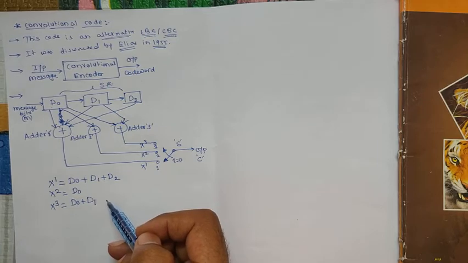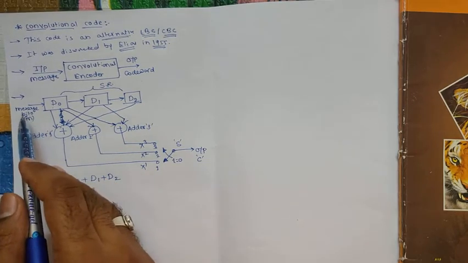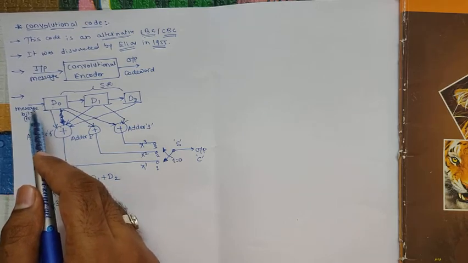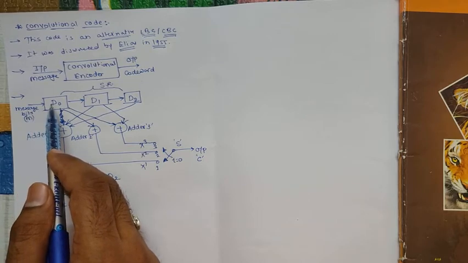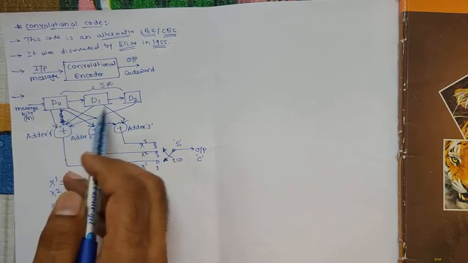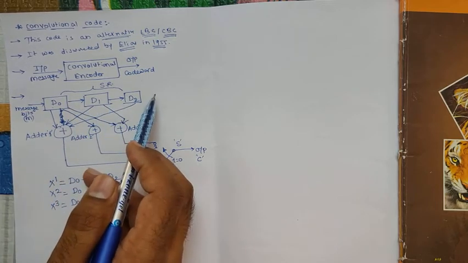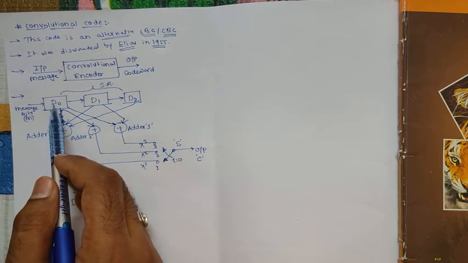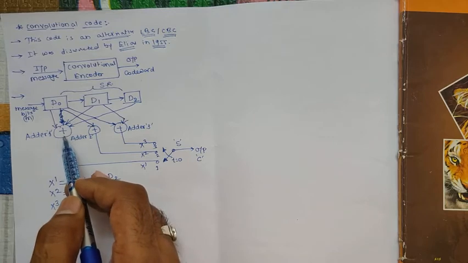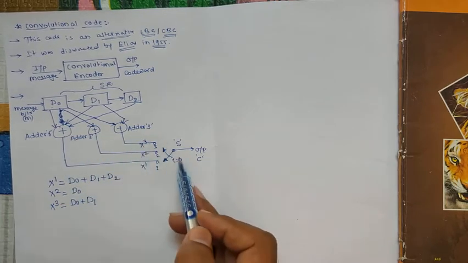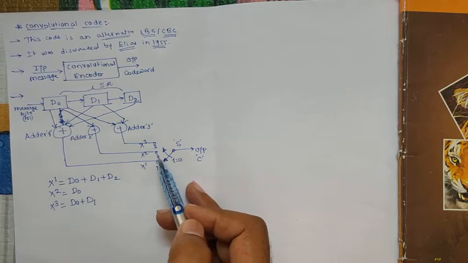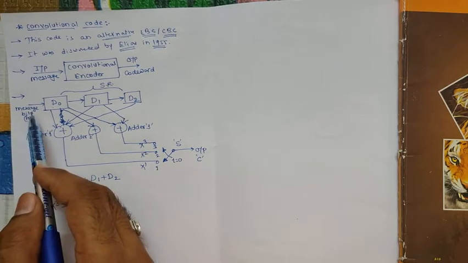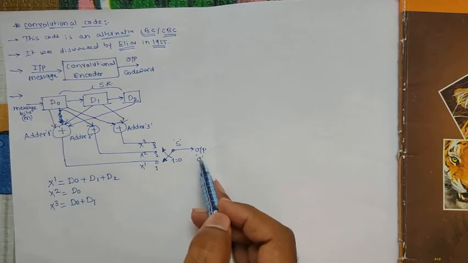Now let us look at the working. In the working, the message signal we're going to apply only to the first shift register. Initially the contents of the shift registers are vacant, so no contents are available. Now when the first message bit is entered into D0, we get the outputs of adder 1, adder 2 and adder 3, and the switch connects to terminal 1 first, 2 next and 3 next, and therefore we get the output code word C. So for the first message bit entering D0, we get 3 bits in the output code word.